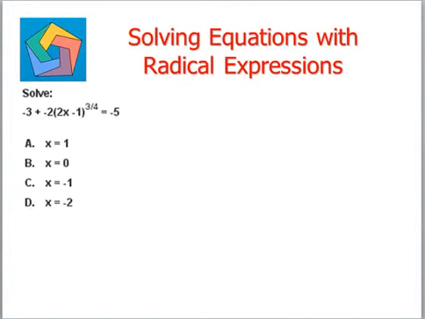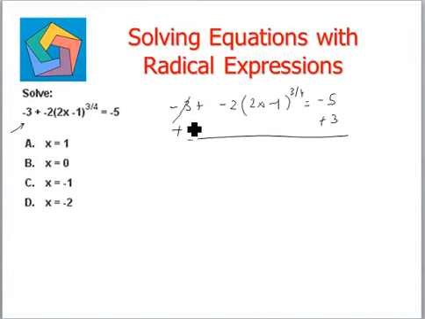Let's try the next question. Solve, and we're given an equation with a radical expression. Let's write it down. Negative 3 plus negative 2 times (2x minus 1) all to the power 3 by 4 equals negative 5. So we start simplification by adding 3 to both sides. So we are left with 0. A positive and a negative is a negative 2 times (2x minus 1), raised to the power 3 by 4 equals negative 5 plus 3, which is negative 2.